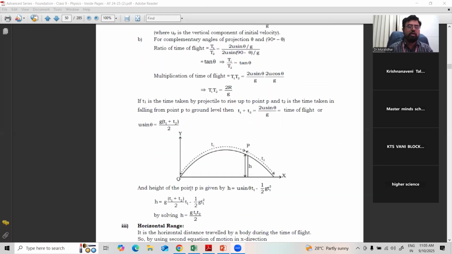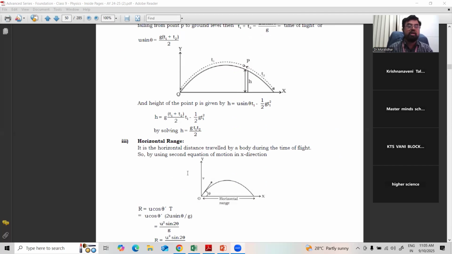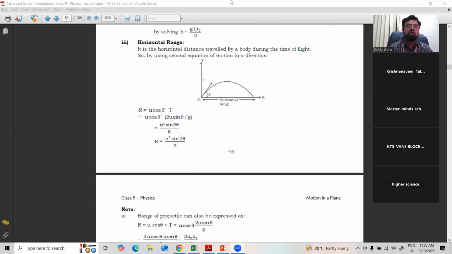Now when you move forward, horizontal range is another important, third formula. Horizontal range means when you are projecting from one place, how much maximum distance it travels. So from here to here, this is called horizontal distance, horizontal range. Horizontal range is nothing but distance only. Distance is equal to velocity into time.